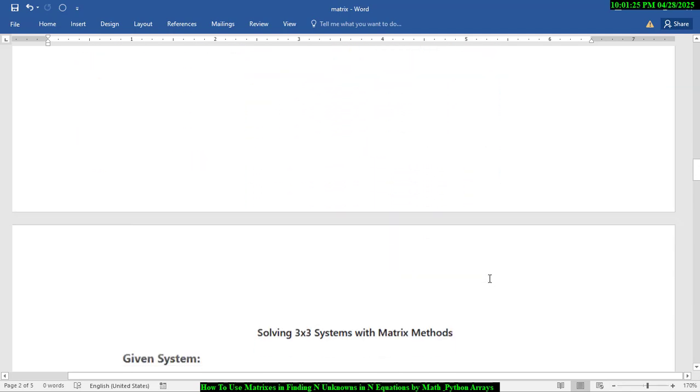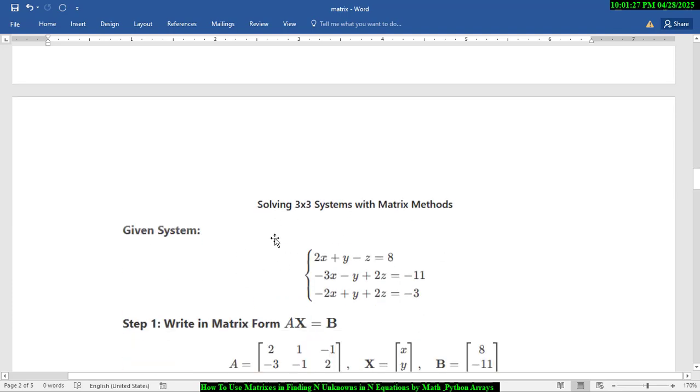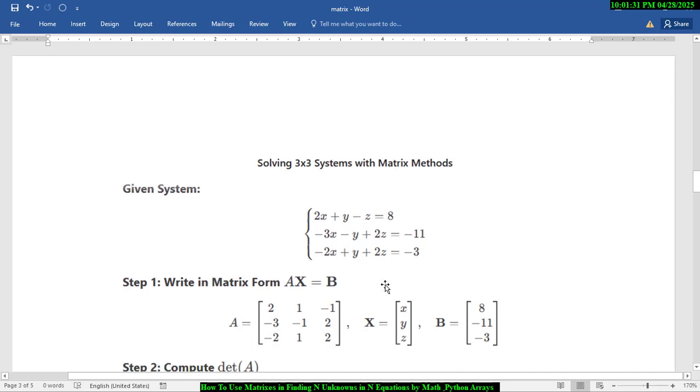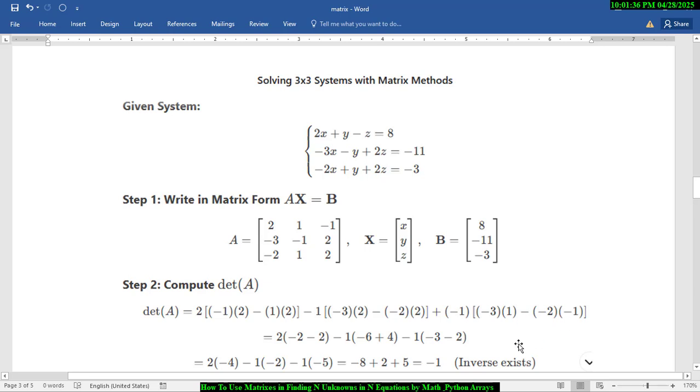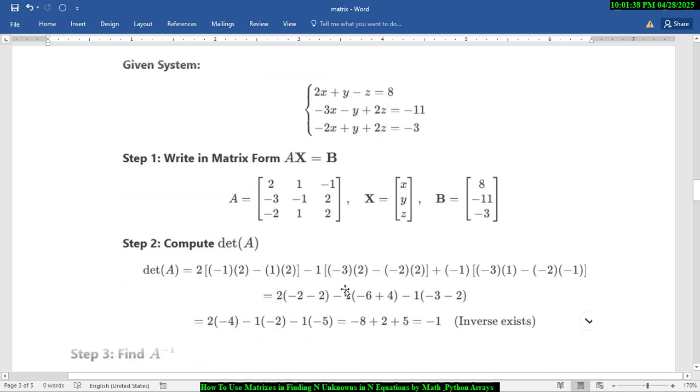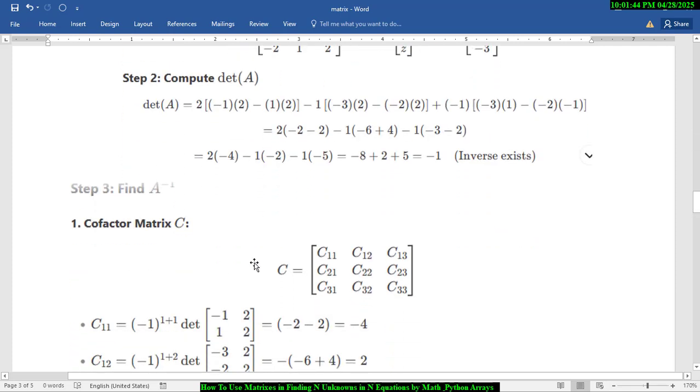If we have another example, three unknowns and three equations, it will be more difficult. The same solution, but the determinant here is very long, because it's more complicated than the first one.